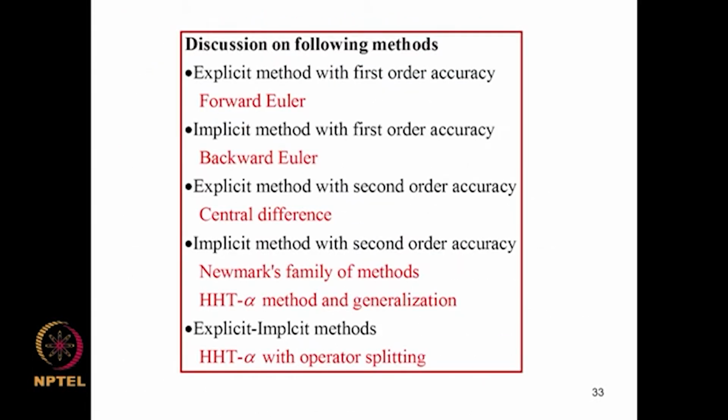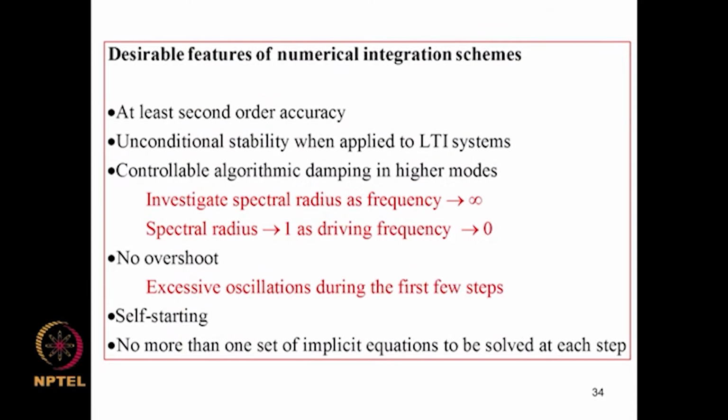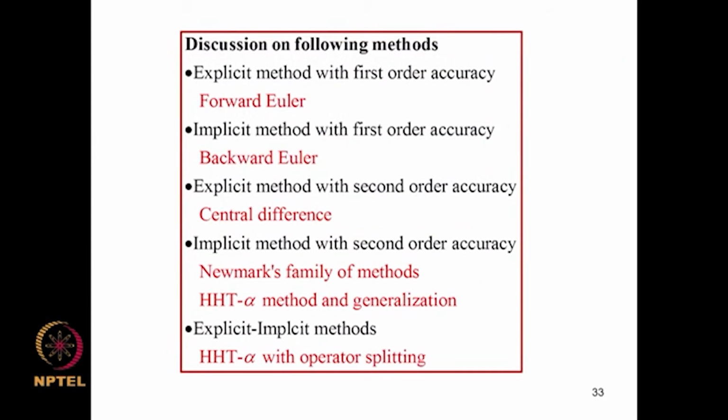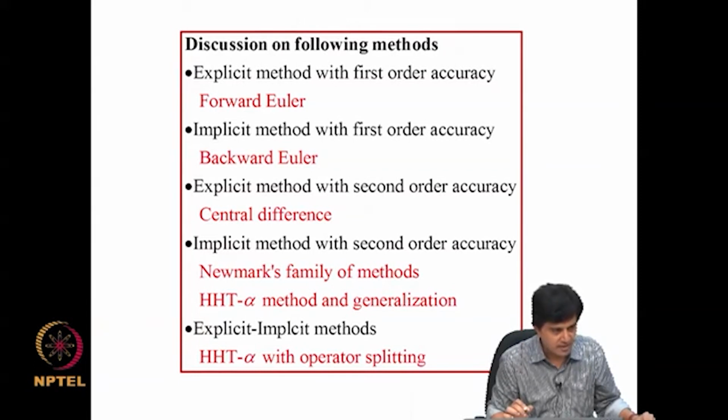So, we discussed several methods: forward Euler, backward Euler, central difference and Newmark's family of methods, and the so called HHT alpha method and its generalization, and HHT alpha with operator splitting. We discussed questions about explicitness of these algorithms, what are implicit and explicit algorithms, and so on and so forth. We also discussed for linear time invariant systems the question of spectral radius and how it influences choice of step size, that would mean how to select step size so that the solutions would be stable.